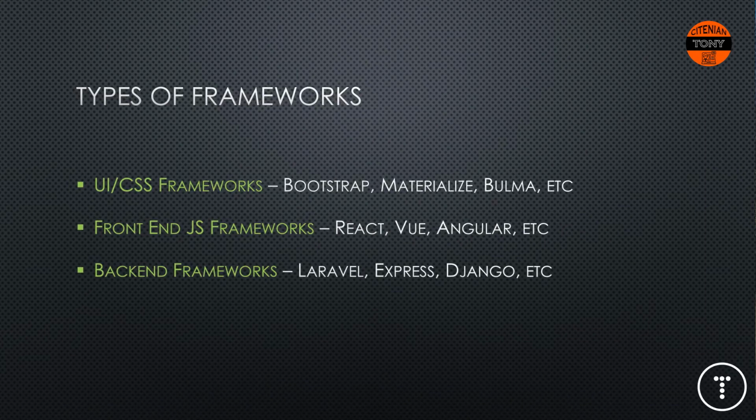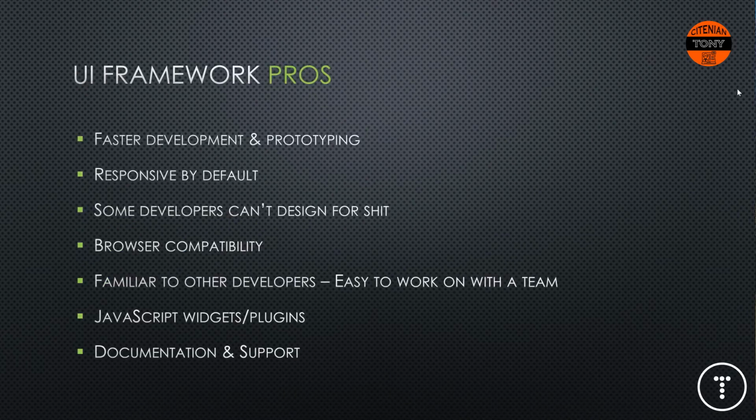So there's basically three types of frameworks in web development. You have UI or CSS frameworks like Bootstrap, Materialize, Bulma. You have front-end JavaScript frameworks like React, Vue, and Angular, and then you have back-end frameworks for just about any server-side language. So some examples would be Laravel for PHP, Express for Node, Django for Python. You also have Spring for Java, Ruby on Rails, you have .NET. So every language has frameworks.